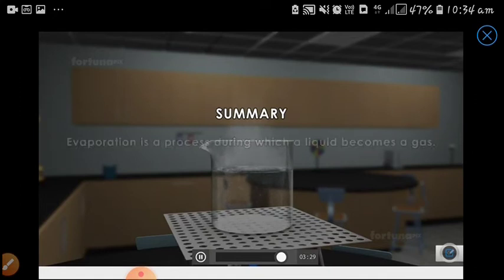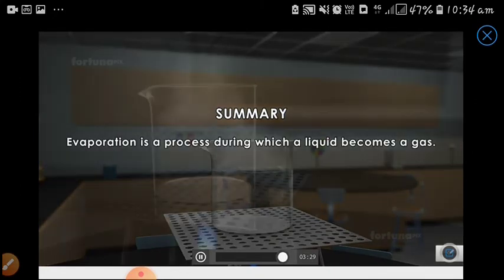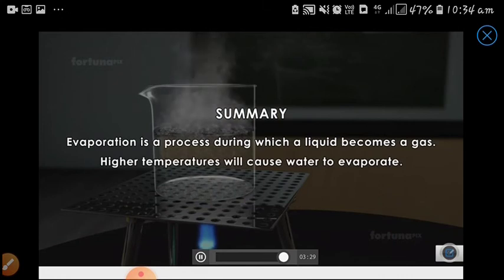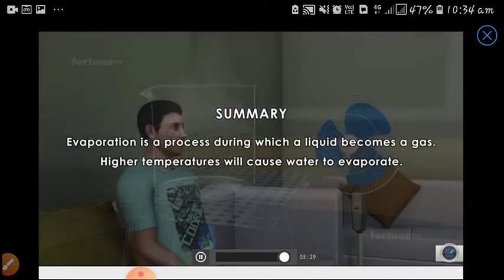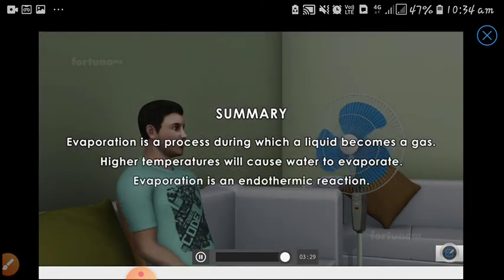Summary. Evaporation is a process during which a liquid becomes a gas. Higher temperatures will cause water to evaporate. Evaporation is an endothermic reaction.